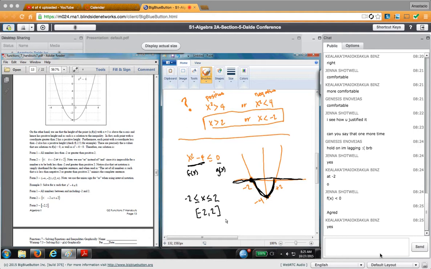And the reason for the brackets is because if there were just a pure less than sign, then I would put parentheses, because that doesn't include negative 2. But since there is a less than or equal to sign, I'm going to put a bracket, which means I'm including the number negative 2 in that answer. Are we cool with that?